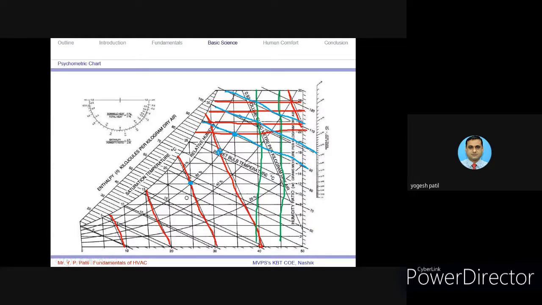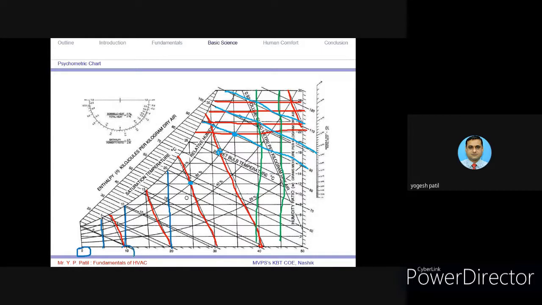You can see here, I can use a marker to show that. So these vertical lines, what do they indicate? Dry bulb temperature. So where are the values of that? You can see the values here. These values are given in degrees Celsius, not in degrees Fahrenheit.